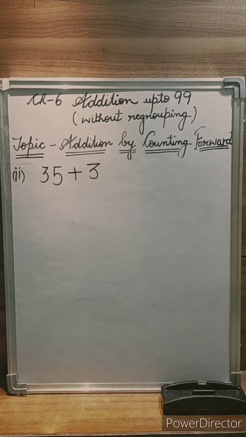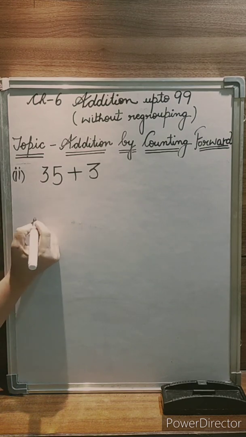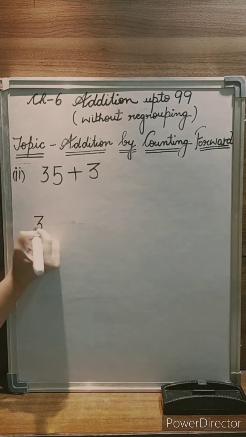So children, let's come to one more example, 35 plus 3. Now you have to find out the answer by which method? Counting forward. Now what will be our first step? Yes, we have to write the bigger number first. Which is the bigger number here? 35. So I will write 35 here.